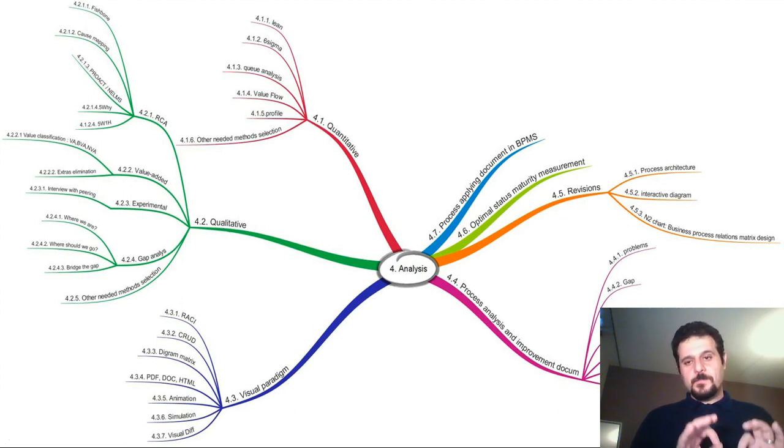Here, I wrote some common techniques that we use in our BPM projects. For example, process mining, Lean Six Sigma, value flow or profile techniques for quantitative. For qualitative, you can see RCA like Fishbone, Ishikawa, cause mapping, 5 Whys, etc., or value-added technique, gap analysis and other techniques. Also, Visual Paradigm is software that can help you to create RCA, charts, simulation, export some diagrams, and it can help you to analyze the processes.